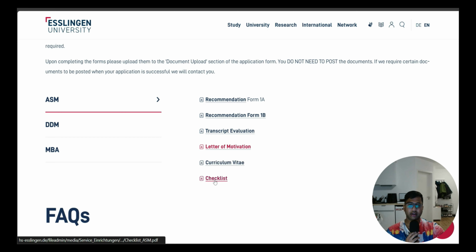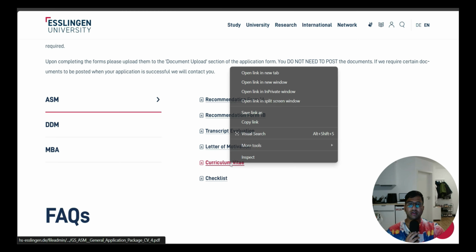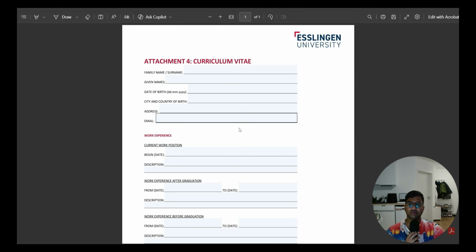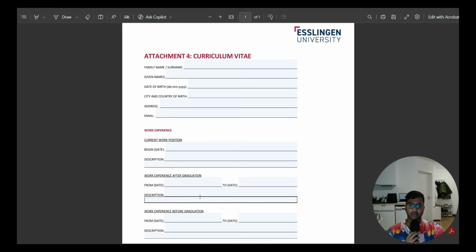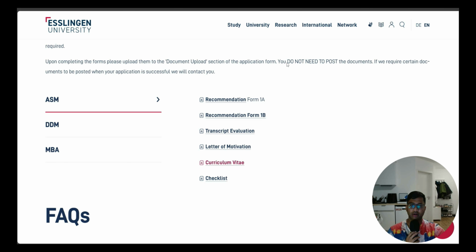Curriculum vitae is also there, and the checklist will give you a complete list of documents that we need to have in order to fulfill the requirements. After that, your curriculum vitae will include your current work experience, education, your name, etc. And if you have not done any work experience, you will give the internship that you have done, or if you have not done anything, then I guess it is not accepted, because on the DAAD website we already saw you need to have at least 6 months of experience in order to apply for this particular course. Soft skills, technical skills, education, training, everything you can add here, which is good.